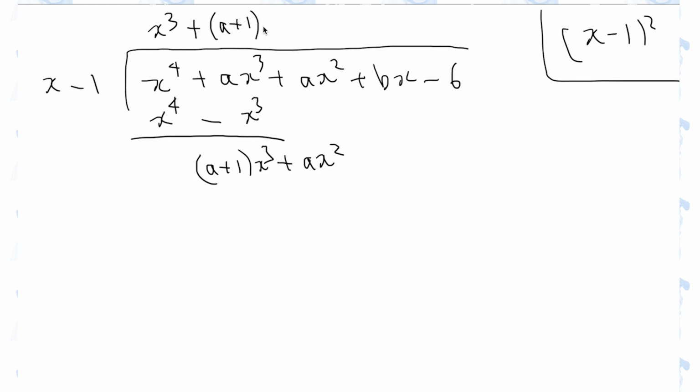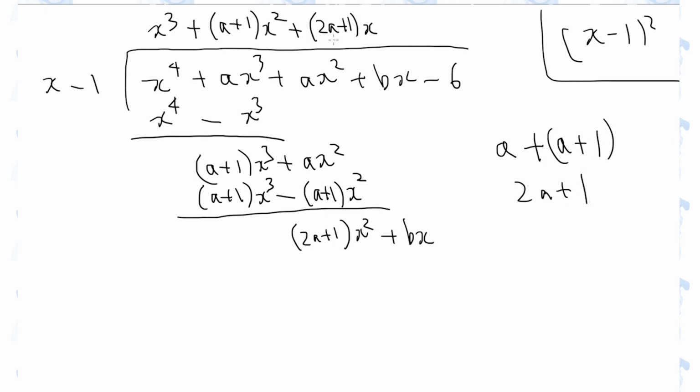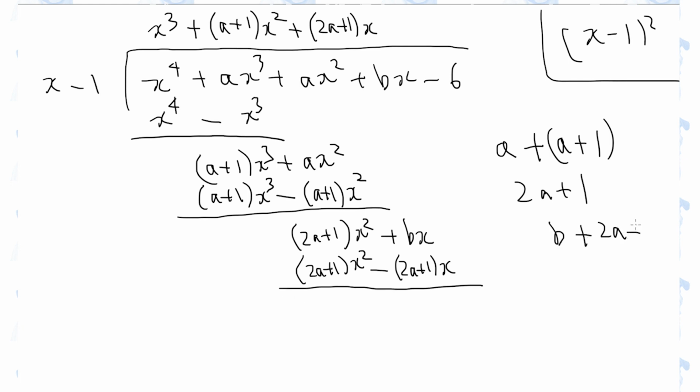A plus 1 x squared times x is a plus 1 x cubed. A plus 1 x squared times minus 1 is minus a plus 1 x squared. Now, what is a minus minus a plus 1? 2a plus 1. 2a plus 1 x times x is 2a plus 1 x squared. 2a plus 1 x times minus 1 is minus 2a plus 1 x.